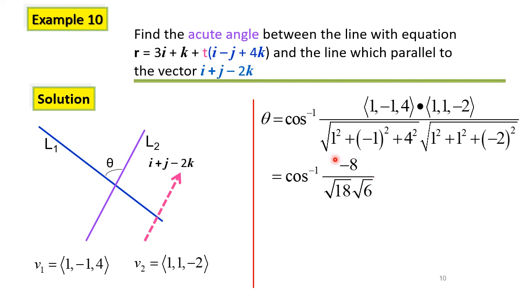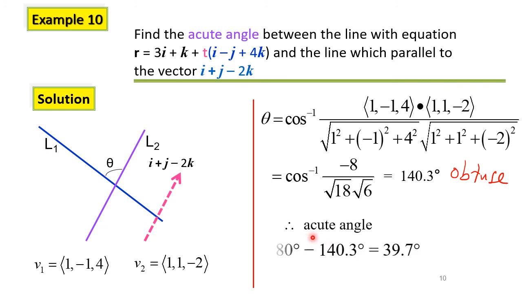Again, we find that the dot product is negative, which means our angle is obtuse. To get the acute angle, remember the previous examples: we subtract from 180. So 180 minus this obtuse angle 140 gives us 39.7 degrees as our acute angle.